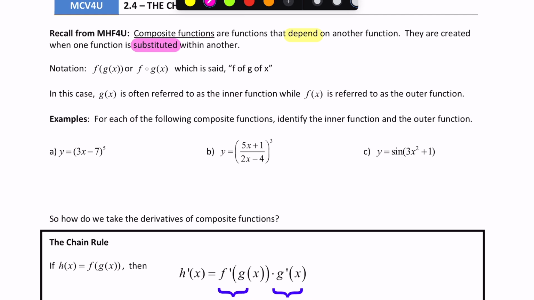So the notation here would be f of g of x, or f(g(x)) in these two notations, again, which is said to be f of g of x. In this case, again, g of x is often referred to as the inner function, while f of x is referred to as the outer function.